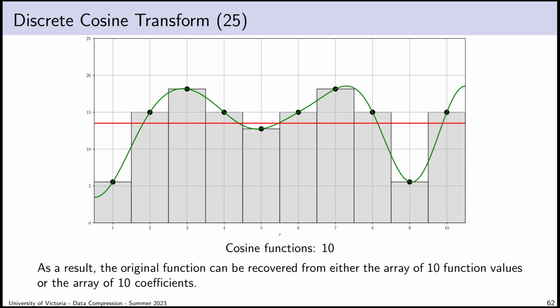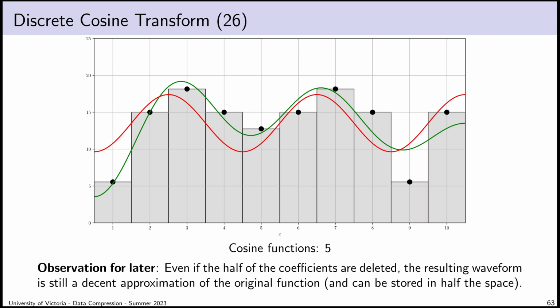So I can recover my original values of Q either from the array of function values, the actual array of y values, or from this array of 10 coefficients by computing that interpolating function involving all the cosine functions. Now, the observation I want to make for later is, even if I only use five functions instead of 10, even if I delete half of those coefficients, the green line is still pretty close to most of my values. It is way off in a couple of cases, but it's not nearly as bad as the polynomial version was.